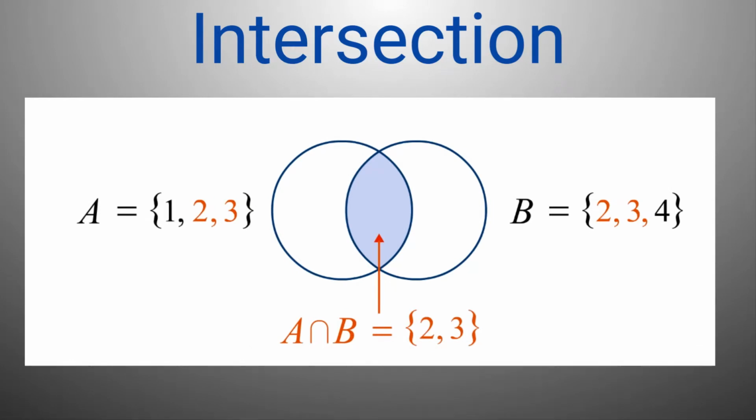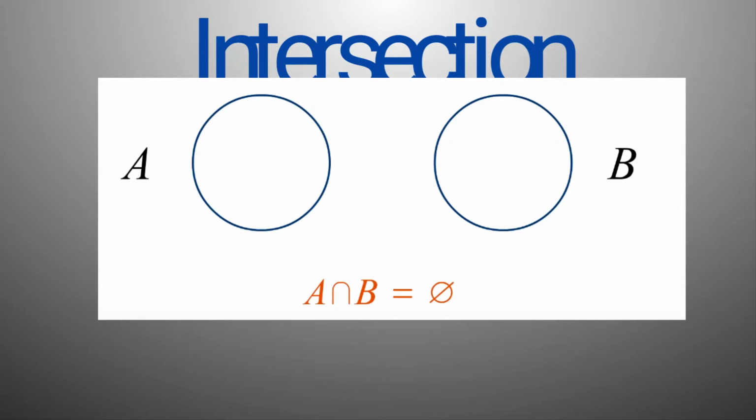For example, if set A contains the elements 1, 2 and 3 and set B contains 2, 3 and 4, the elements which A and B have in common are 2 and 3. This intersection forms a new set containing the elements 2 and 3. Two disjoint sets have no elements in common, so their intersection forms the empty set.